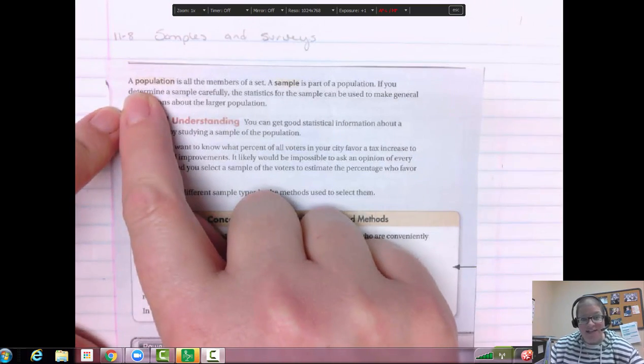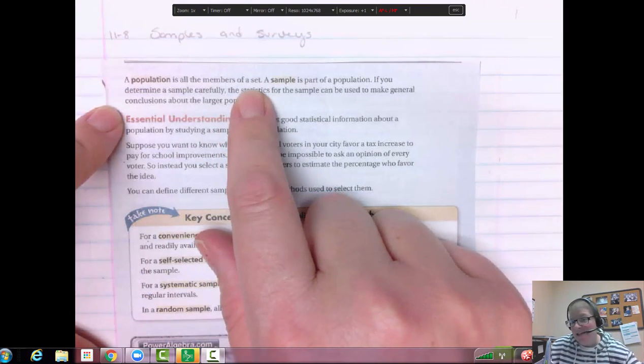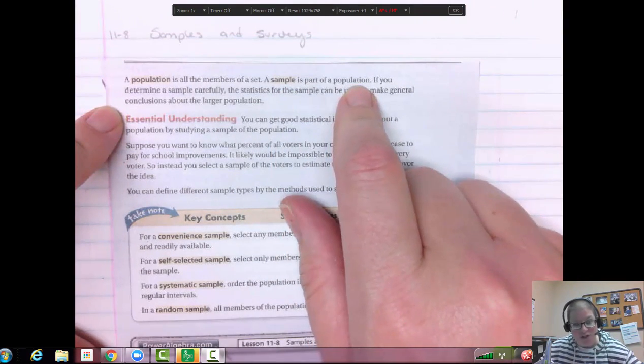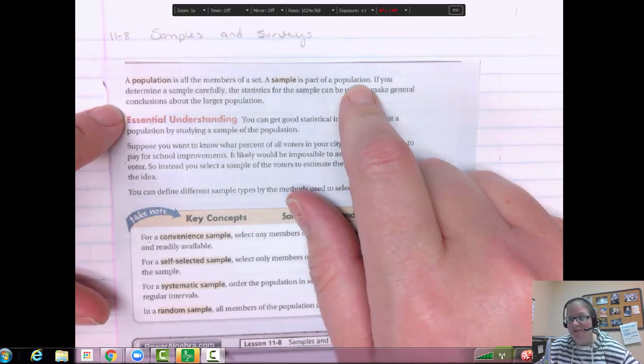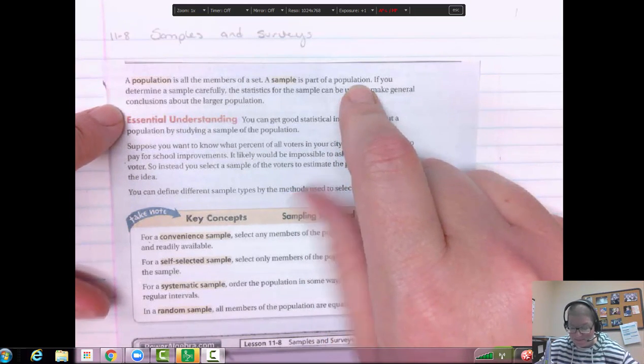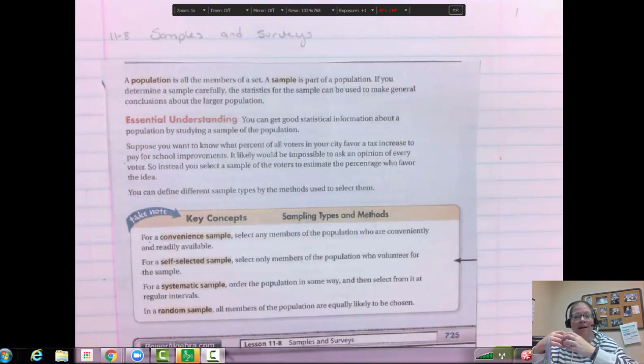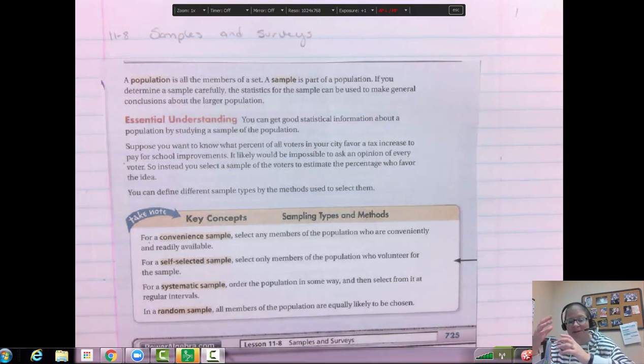The word population is all of the members of a set. So everyone is the population. A sample is part of that population. So a lot of times when we're trying to figure out whether something is good, for example, if I want to know if my chapter 11 test is good, whether or not it is too hard or one question's too hard or something like that, I can look at my whole population, so everybody who took that test, or I could just take a sample of some of those students and look over their tests.